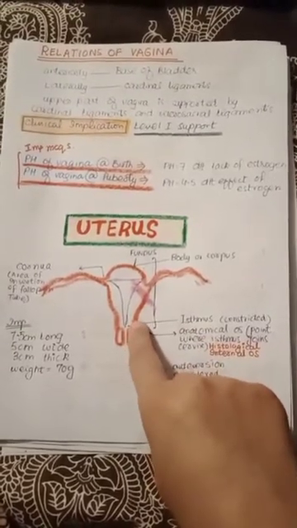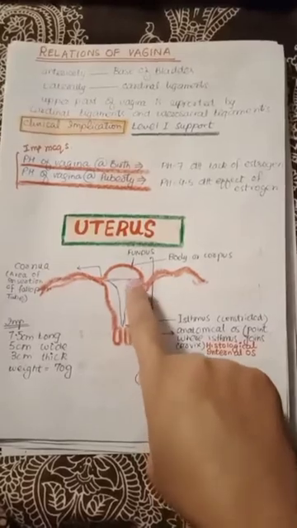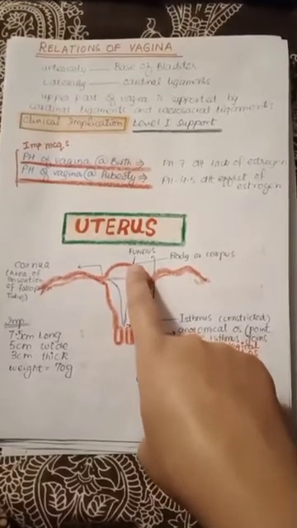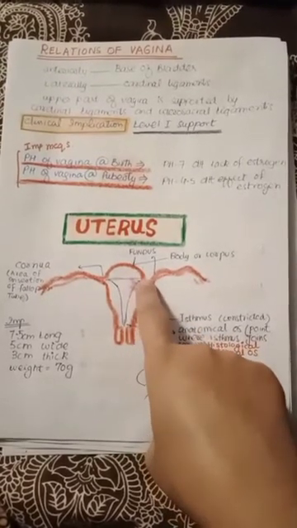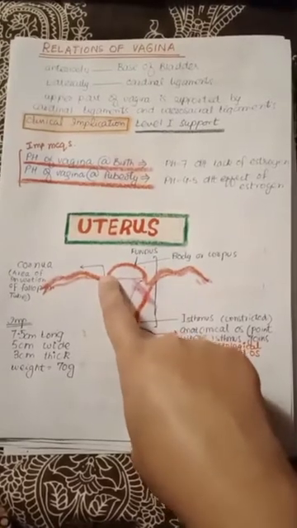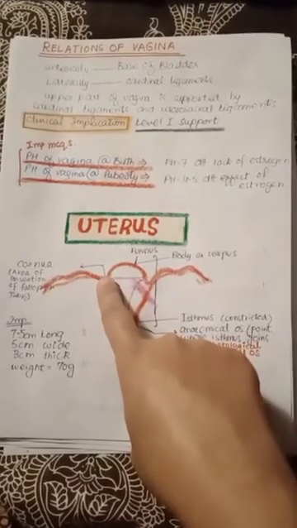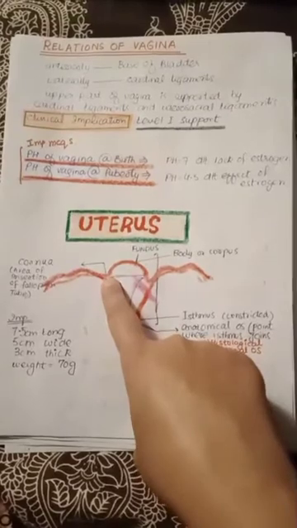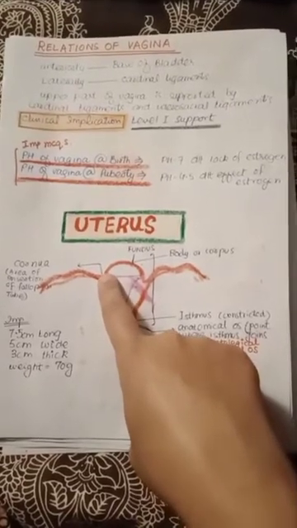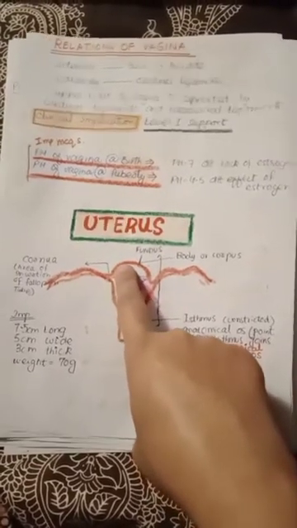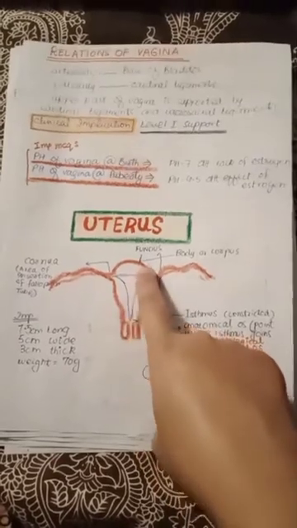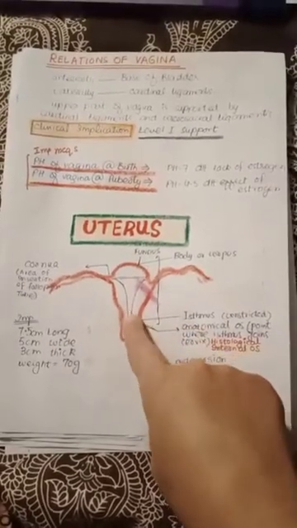It has isthmus, and it has the fundus. The fundus is the part above the cornua. This is the cornua, and cornua is the part where the fallopian tube is inserted into the uterus. The part of the uterus above the cornua is the fundus, and this is all the body or the corpus.